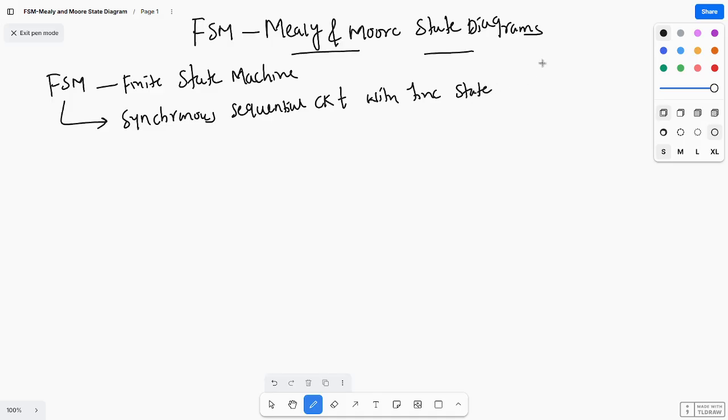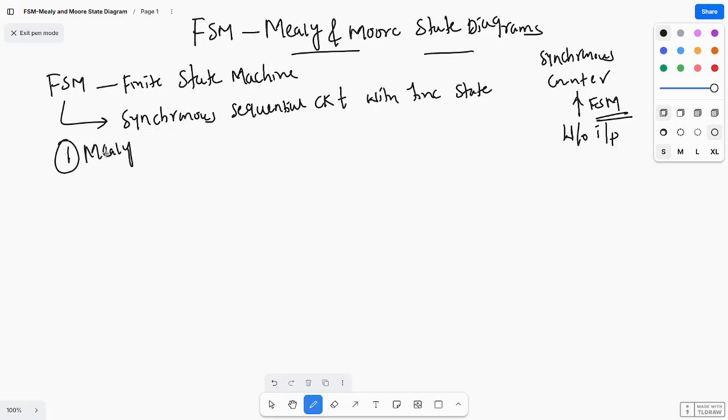We have already seen synchronous counters, no? A synchronous counter is also an FSM, an FSM without any inputs. Without inputs, that synchronous counter we call a finite state machine. In this there are two types of FSM. One is the Mealy machine, and the next one is the Moore machine. First we'll see what the Mealy machine is.